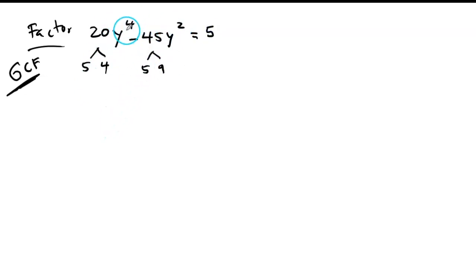Y to the second, y to the fourth. Y squared is a common factor. And now you open parentheses. Again, not simple. Try to stop the video and try to solve it. Now, first term divided by my GCF. 20 divided by 5 is 4. Y to the fourth divided by y squared, you subtract the exponents, you get y squared.